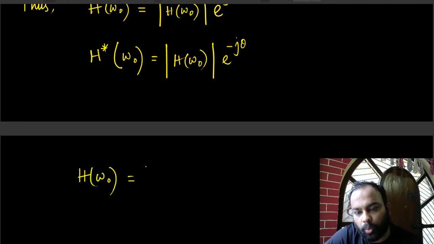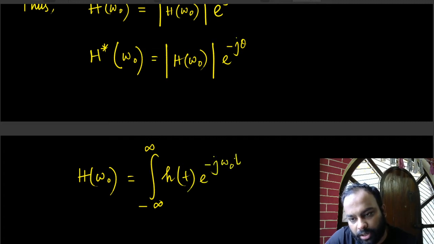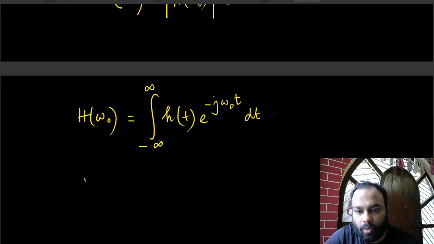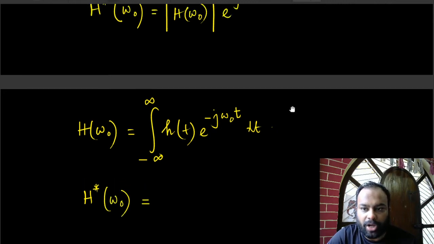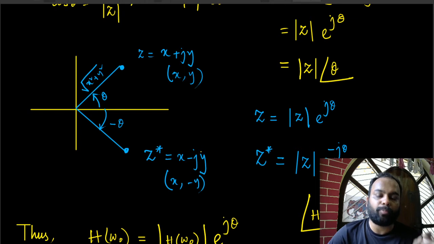H omega naught was the integration of h(t) e to the power minus j omega naught t dt. Then my question is, what is the complex conjugate of this? How do I get the complex conjugate? I get it by putting a minus sign over the imaginary quantity, right?